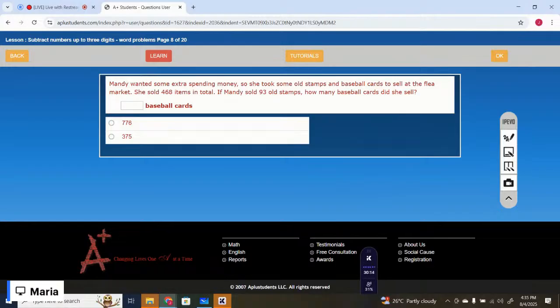Mandy wanted some extra spending money, so she took some old stamps and baseball cards to sell at the flea market. At the flea market, she sold 468 items in total. If Mandy sold 93 old stamps, how many baseball cards did she sell?